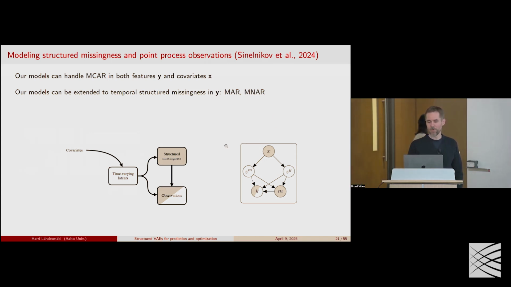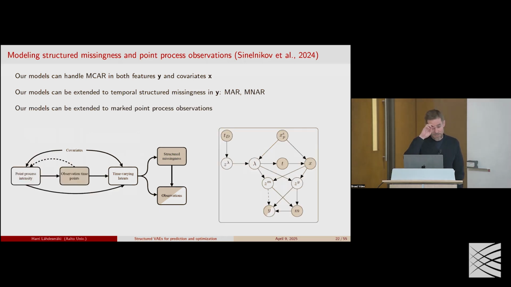And that happens by adding an additional latent variable that models the missingness pattern as such, and then connect that to the missingness mask, which then implies which data values are really missing. We can also extend the models such that they model the marked point process. So also the measurement time points are random variables.